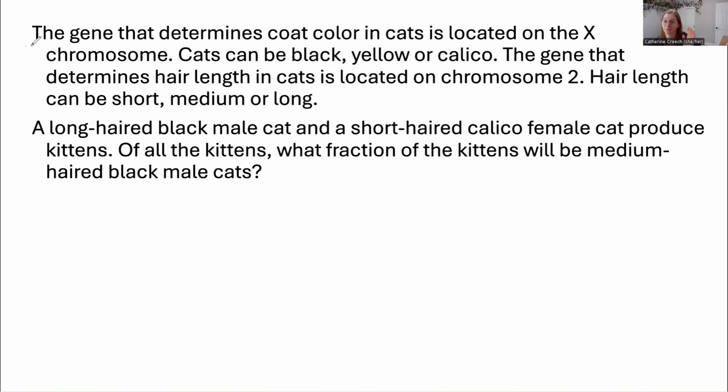So first thing we have to do is break this down. We've got two traits. They are on different chromosomes. So we're going to either do math or dihybrid cross. Let's do the math one. We know that the cat coat color is on the X chromosome, and we have a black male cat. That male cat is going to be XB. That's his black fur, and he is male.